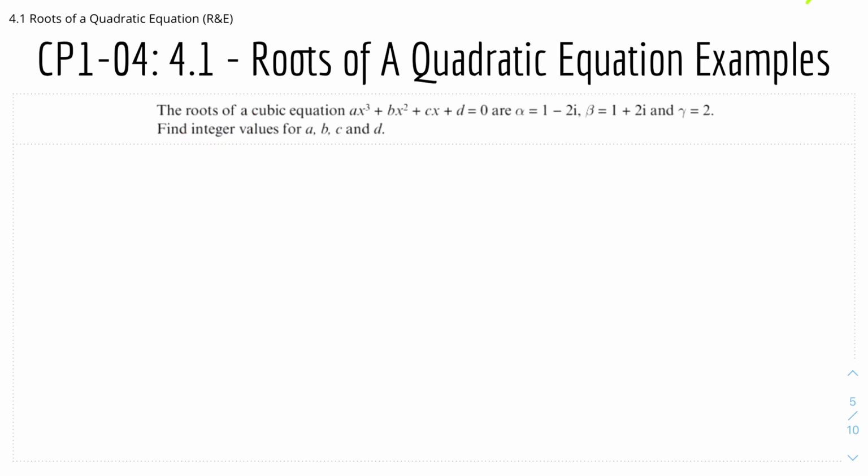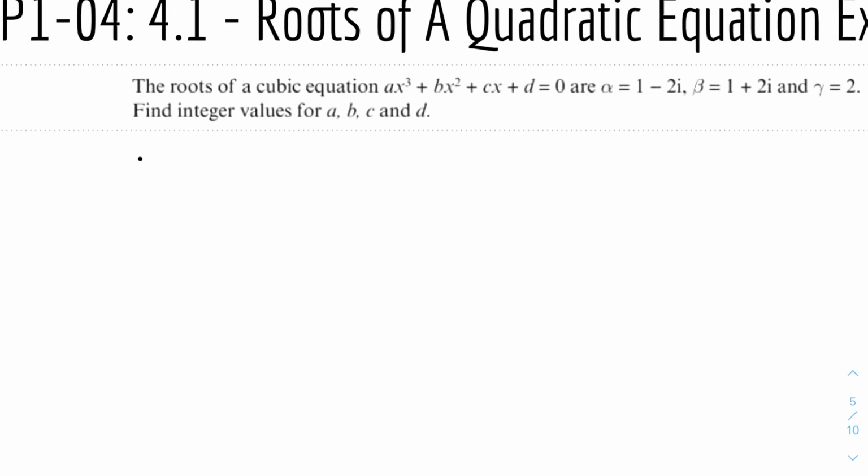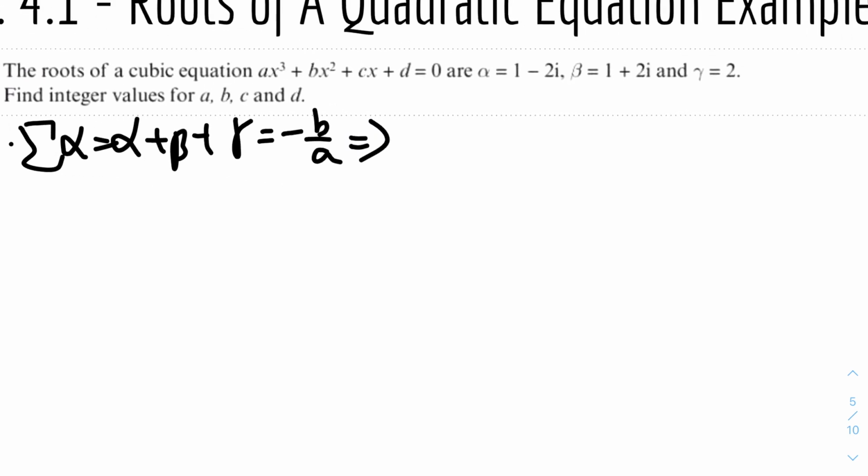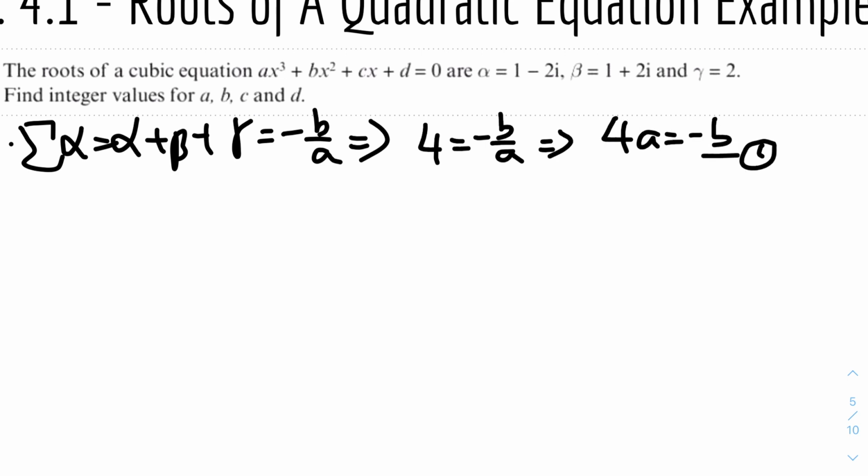So let's first do the sum of the roots. The sum of alpha, alpha plus beta plus gamma, equals minus b over a, right? So it will be 1 minus 2i plus 1 plus 2i, and we can see that the imaginary parts cancel out. So minus 2i and plus 2i cancel out. So it will be 1 plus 1 plus 2, which is 4. Therefore, 4 equals minus b over a, and therefore 4a equals minus b, like so, number 1.